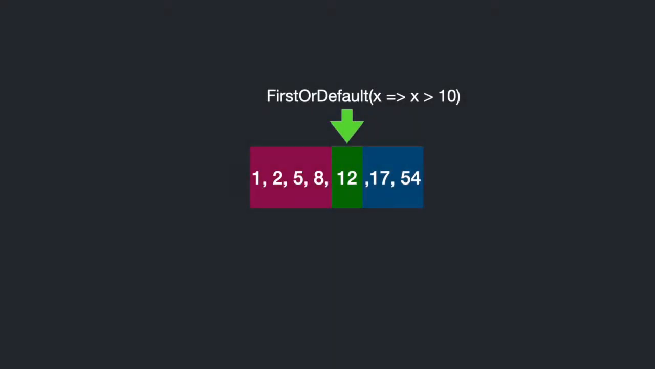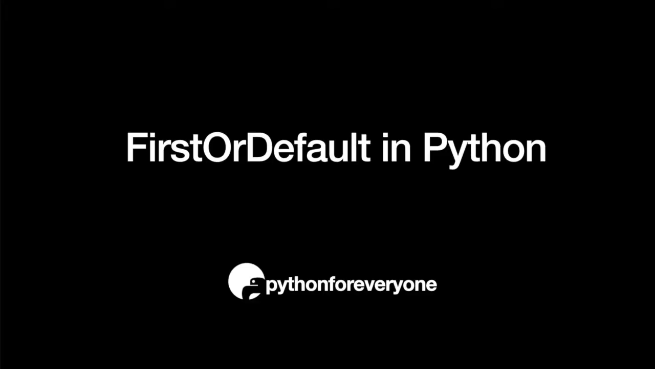If you find this video, there's a good chance you are a C# programmer that wants to know how to do a FirstOrDefault in Python. Python does not have a library like LINQ, but it is still easy to find the first item that satisfies a predicate.